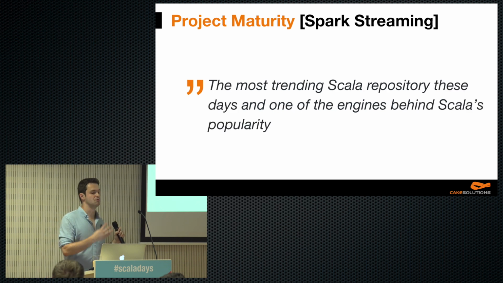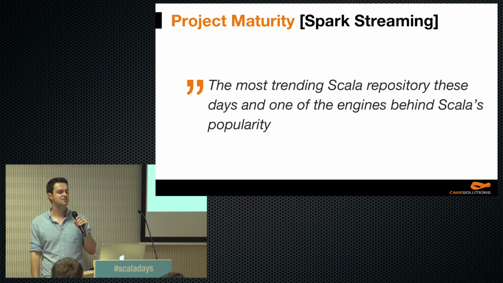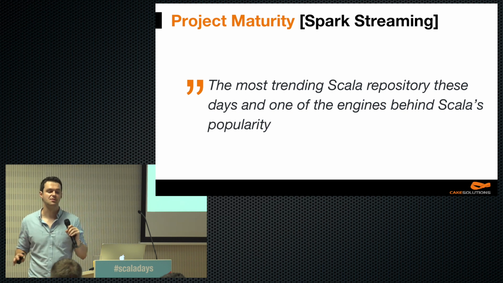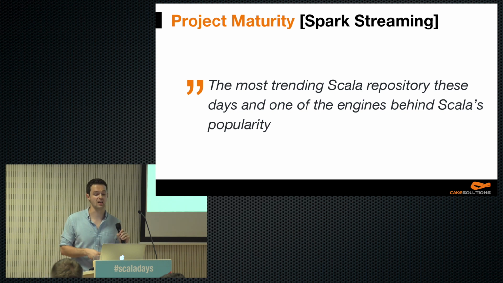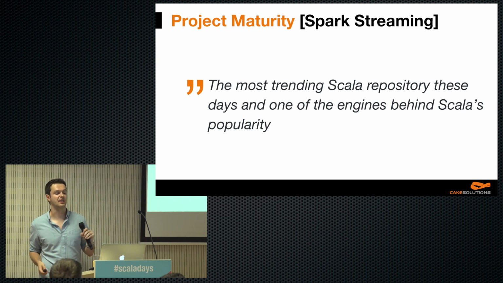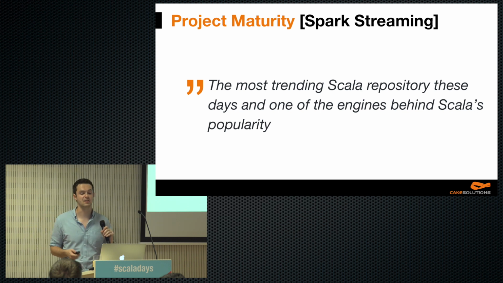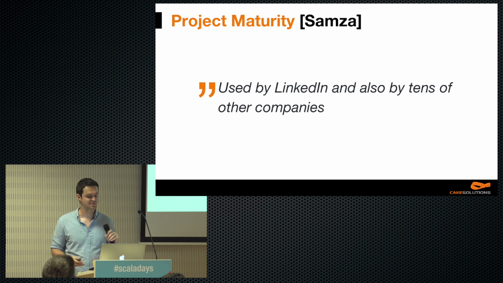Spark is one of the most trending Scala repositories these days, and one of the engines behind Scala's popularity. Spark's adoption grows every day. It's used by companies like Netflix, Cisco, DataStax, IBM, Cake Solutions, and so on. Samza is used by LinkedIn and also by tens of other companies. As an example, we can have Netflix or Uber.